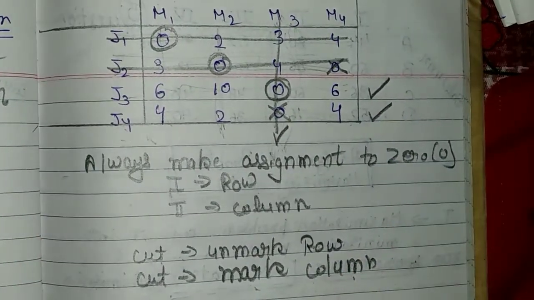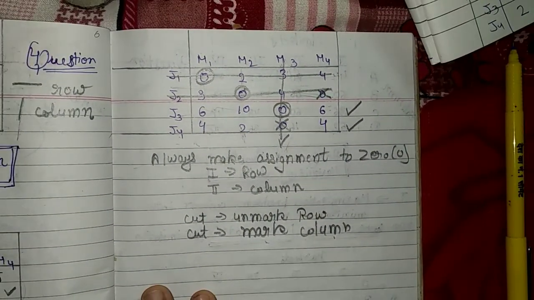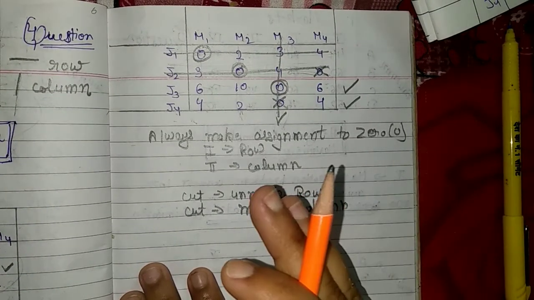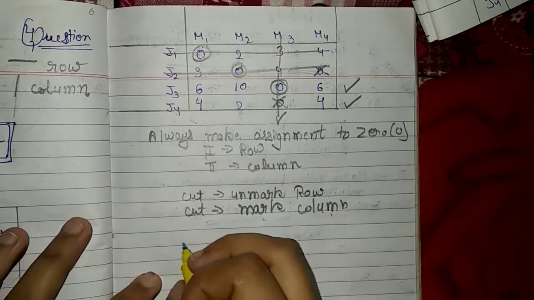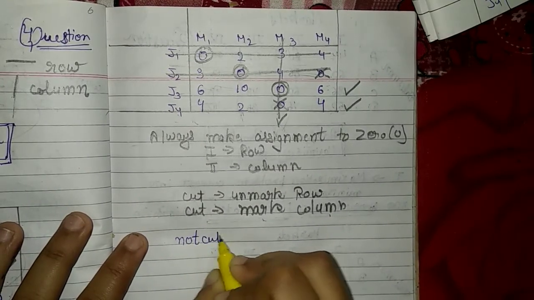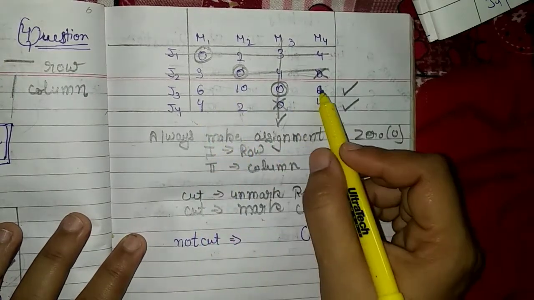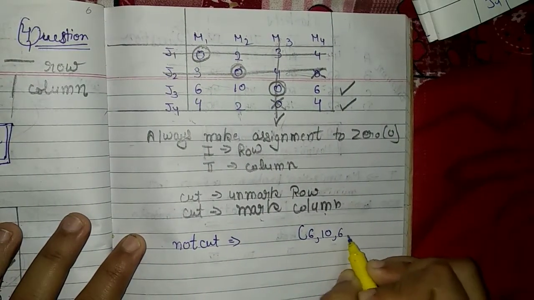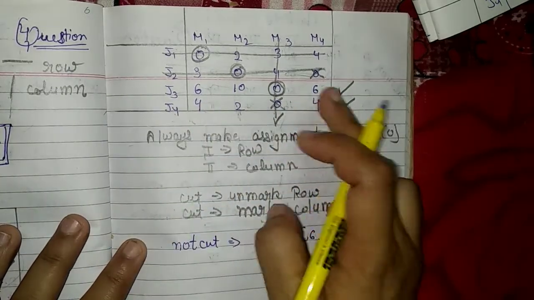Now our next step is to select the minimum number from those numbers which do not get any cut. Here you see some numbers are not cut, like 6, 10, 4, 2, 6, 4. 6, 10, 6, 4, 2, 4. These numbers are not cut.